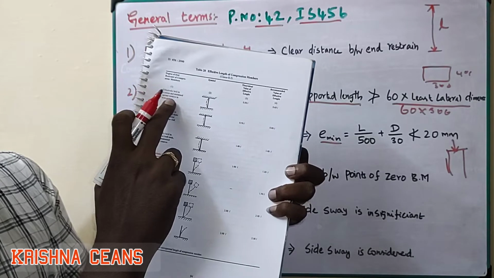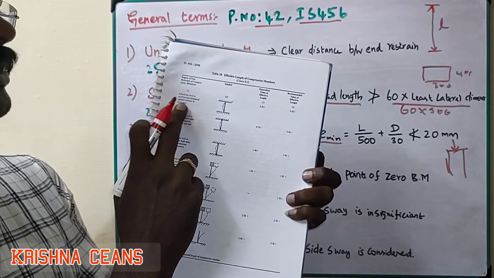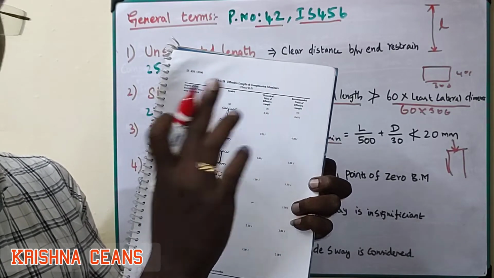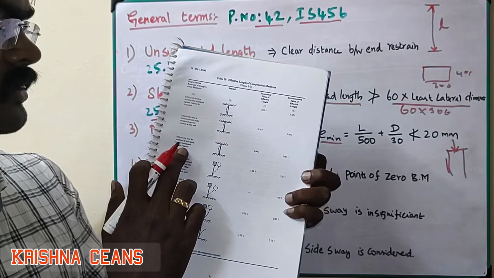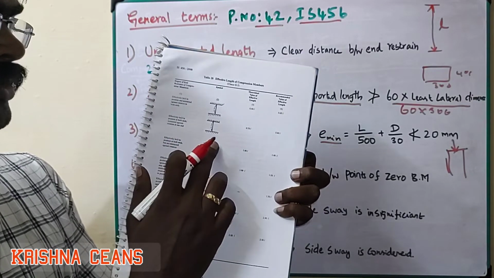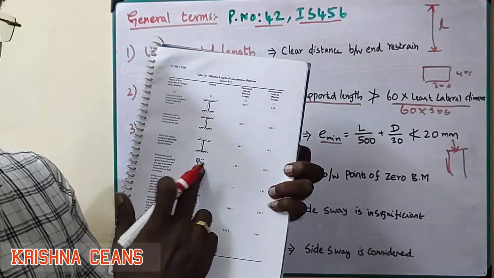So the first one is effectively held in position and restrained against rotation at both ends, so both ends are fixed. In the second, one end is pinned and another end is fixed. The third one is both ends not restrained, both ends pinned only. Then the fourth condition is one end fixed and another end free.